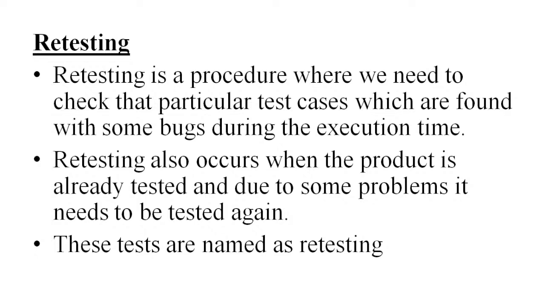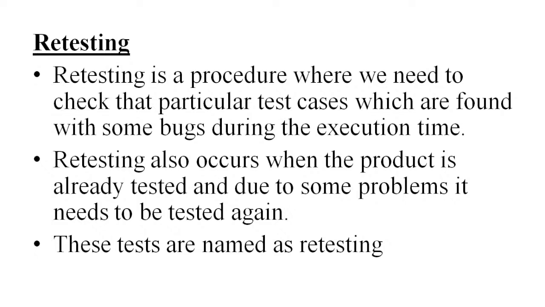Retesting also occurs when the product is already tested. So the first one is retesting under the test execution stage, and the second is retesting that also occurs when the product is already tested. We had already tested that product and the product is ready to deliver. In that duration also we make some retesting. So retesting also occurs when the product is already tested and due to some problems it needs to be tested again. These states are named retesting.